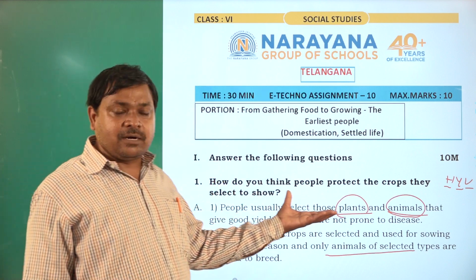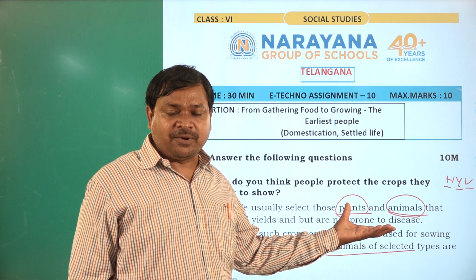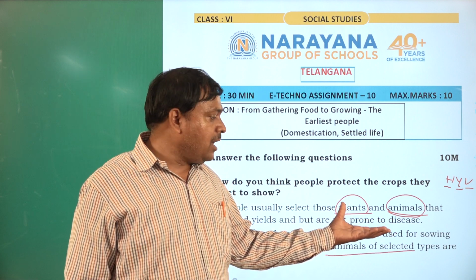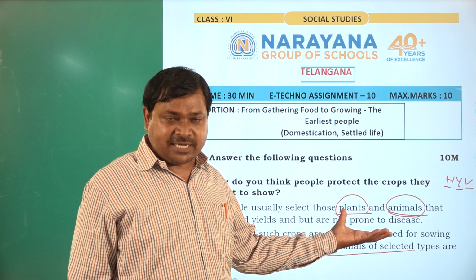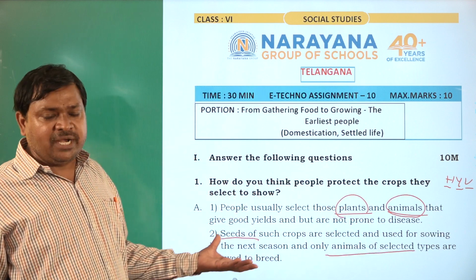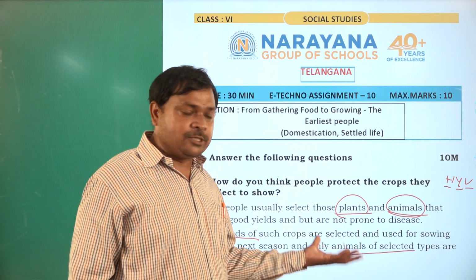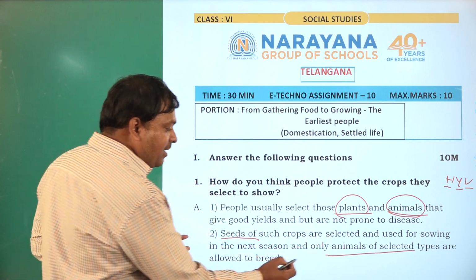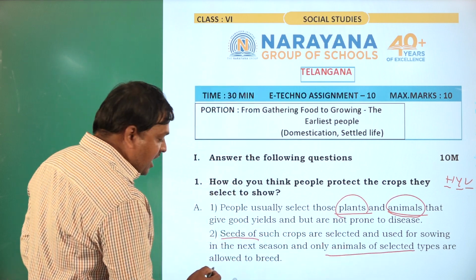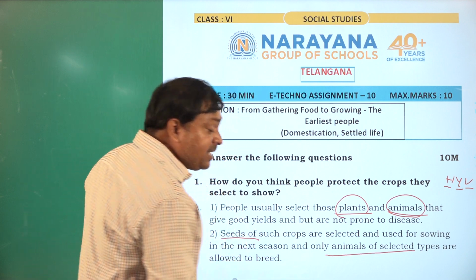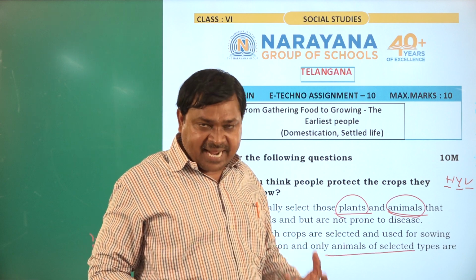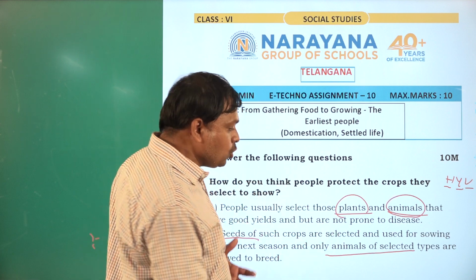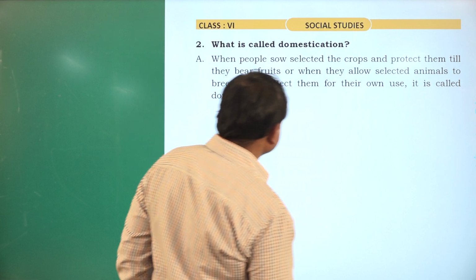Ongole is one of the important and famous animals in our Telugu region. Not only in the Telugu region, it is famous in India also. So different types of animals are selected, and afterwards, while growing them, they collect some types of products from the animals as well as the plants. Is it right, children? Then we'll go to the next question.